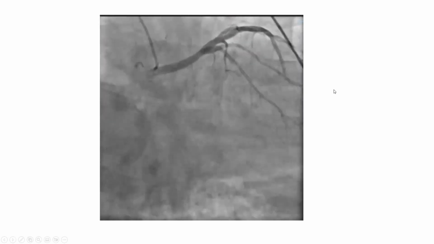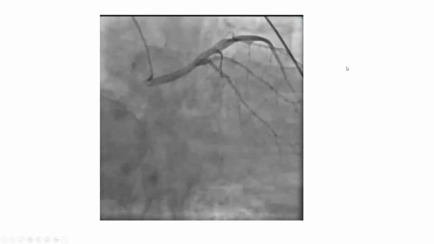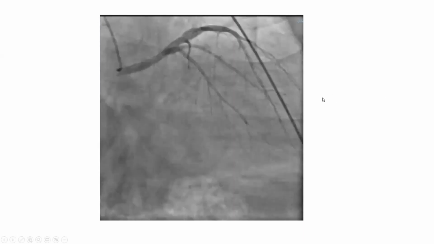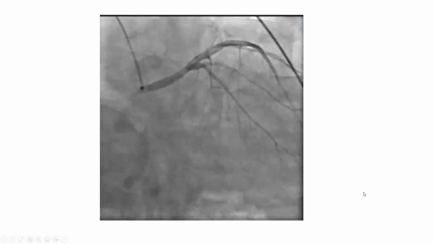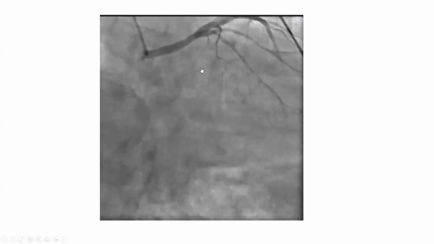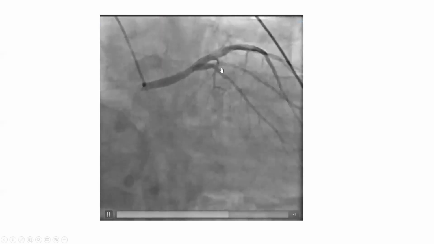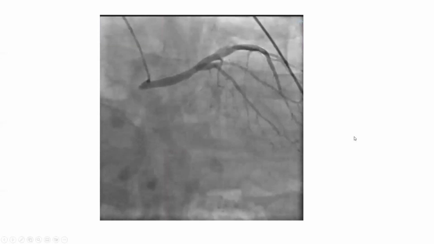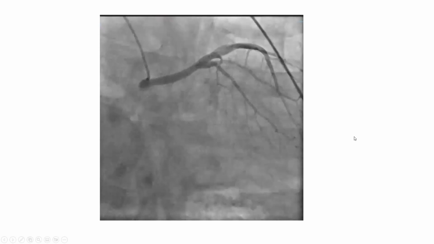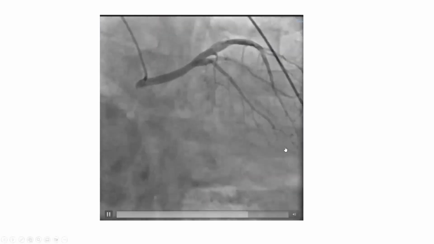Now, where is the left circumflex? What's your next step when you see something like this? How do you prove that there is no left circumflex here? Somebody may tell me, okay, this is a long left main and this is a circumflex here. What I want you to know is two ideas. Prove to you already on this shot that there is no left circumflex.